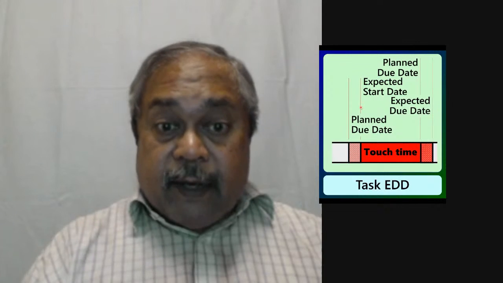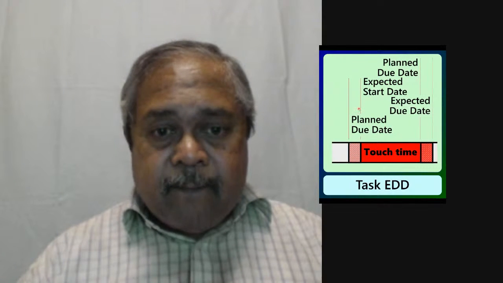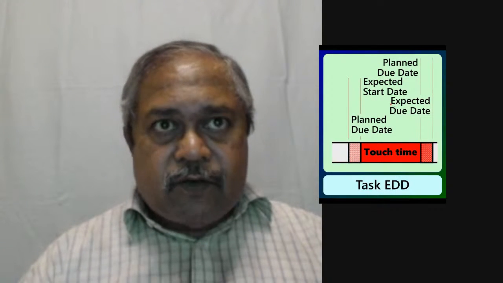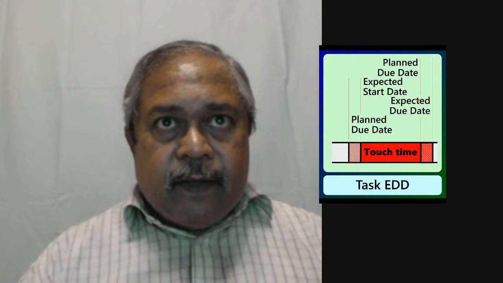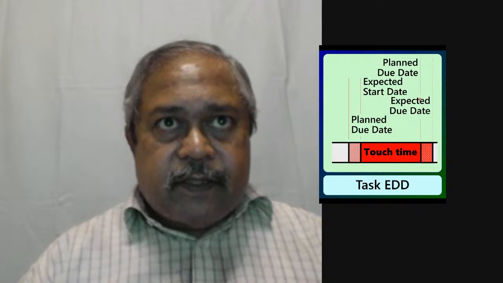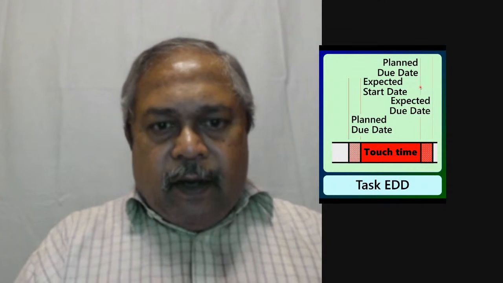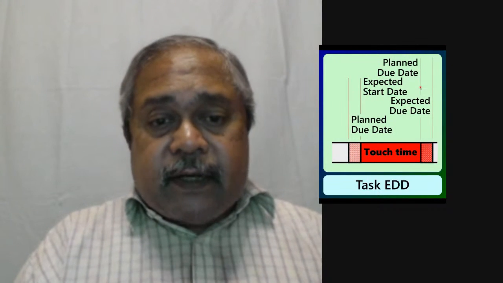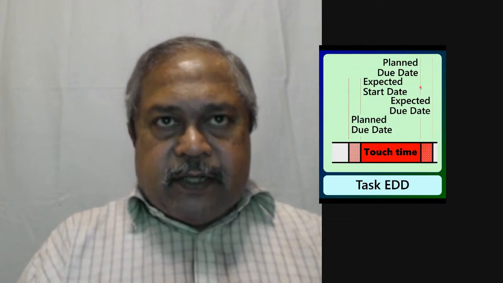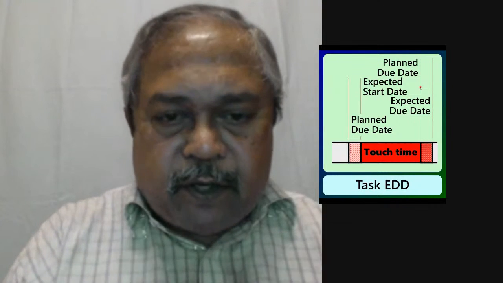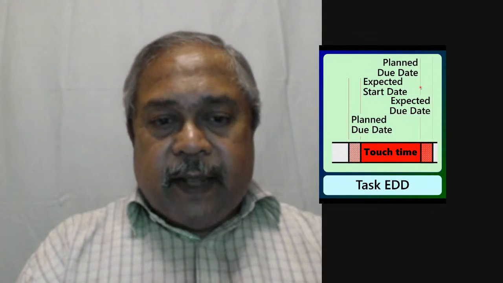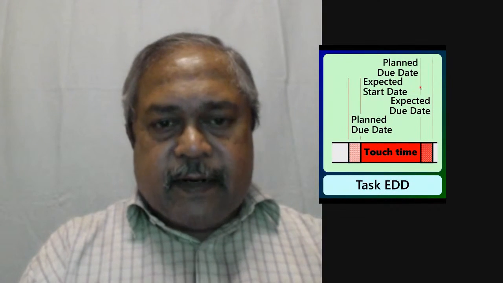Then based on that, possibly somebody said, now we will extend it and make a new planned due date, which is what you see on the right here. This line here is the planned due date. Now the new planned due date is at this point. That is the planned due date, considering the touch time. That is what the project management guy calculated, saying that, look, the touch time for this particular task is X. Therefore, I just take the expected start date and then add the touch time.